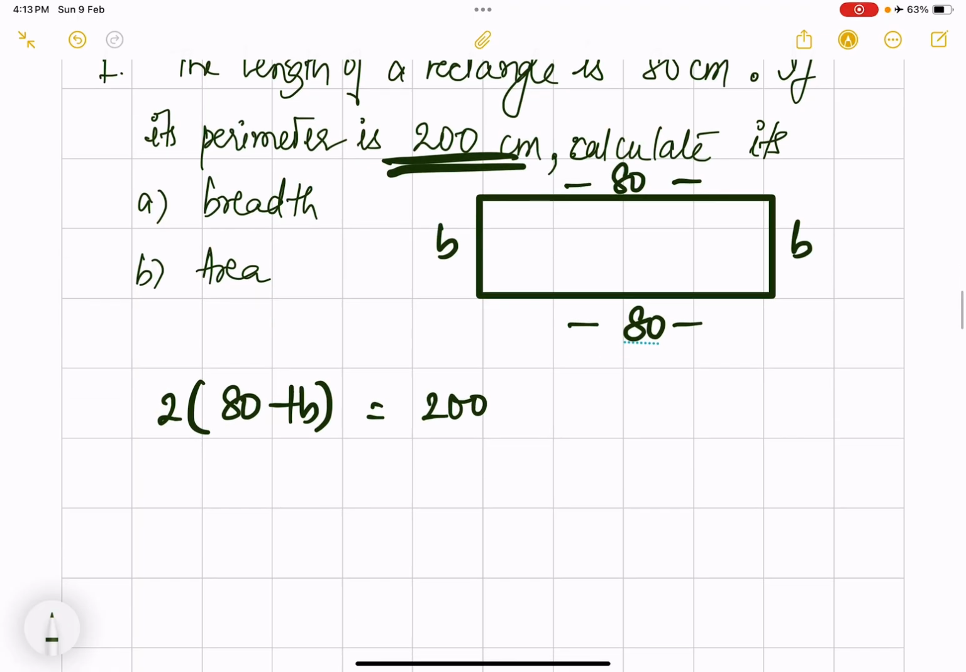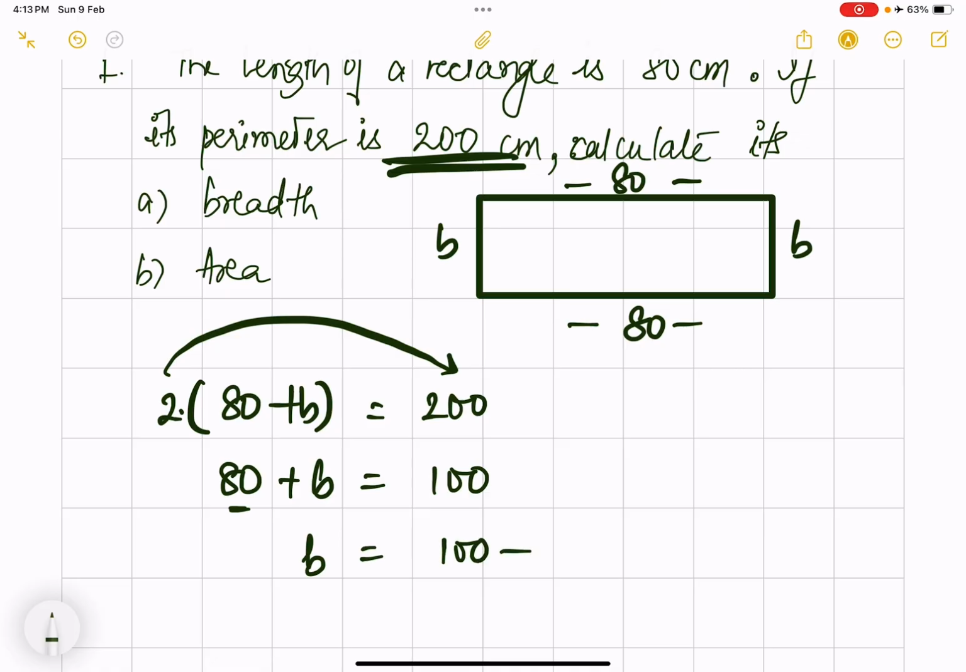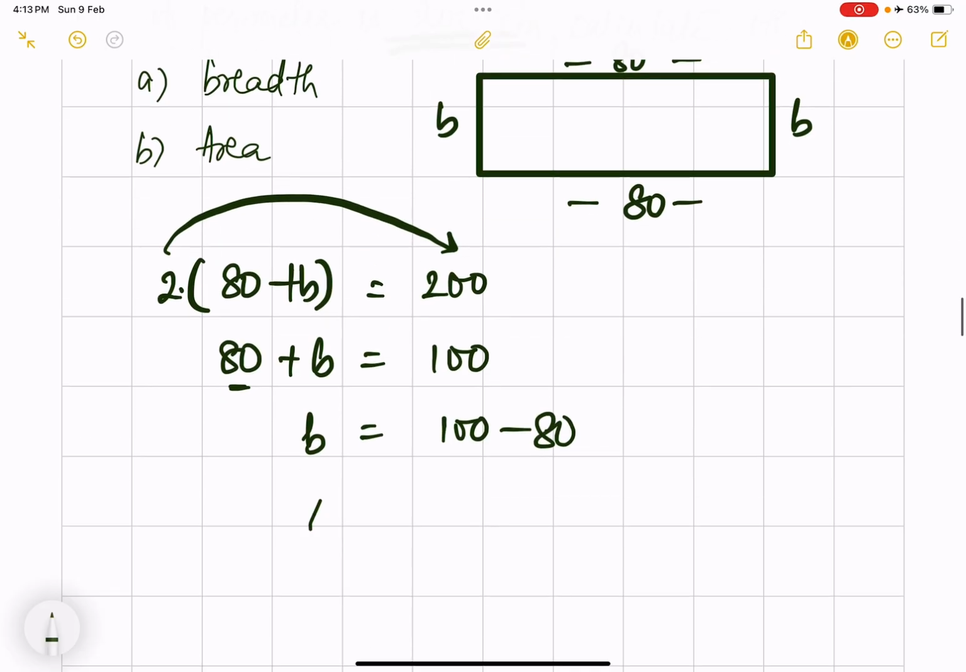Okay, now you can open the bracket, or you can take the 2 on the other side directly also. Because 2 is multiplying here, it will get divided from 200. So 80 plus B will be equal to 200 by 2, that is 100. And now 80 is getting added, it will get subtracted. B will be 100 minus 80. The breadth will come out 20.